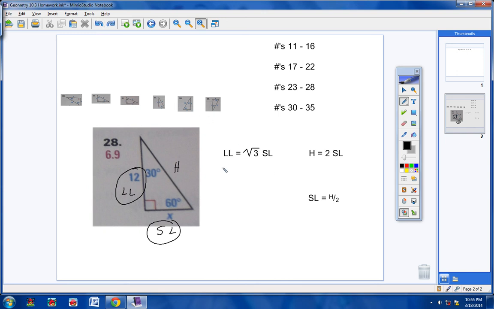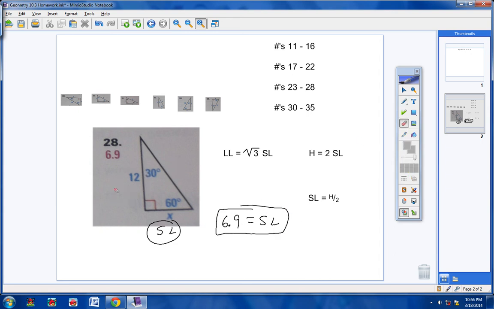So where the longer leg is, I'm going to substitute 12. 12 equals square root of 3 SL, divided by square root of 3, divided by square root of 3 equals SL. All right, 12 divided by square root of 3 gives you 6.92820323, and 6.92 rounds correctly to one decimal place as 6.9. Okay, and that's your shorter leg.